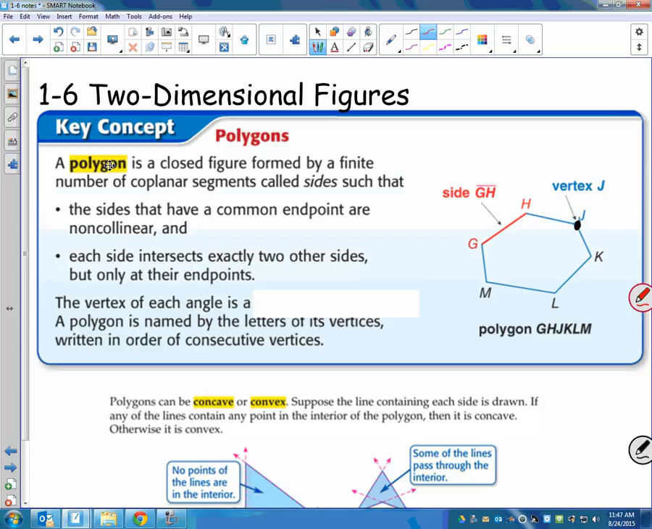Is there a shortcut to write polygon and objects? No, it's just polygon. But it'll get better because we're going to do something else with it in a minute.